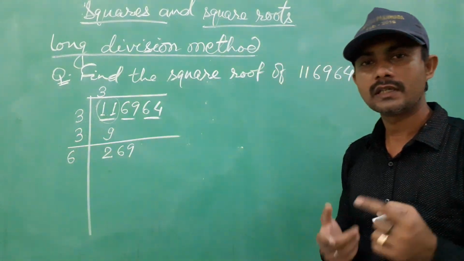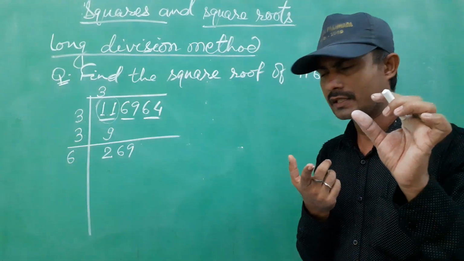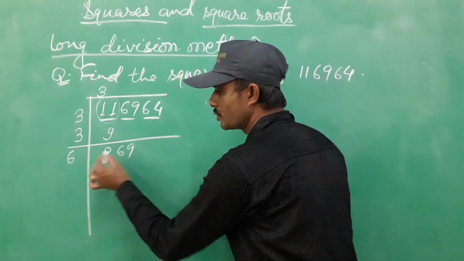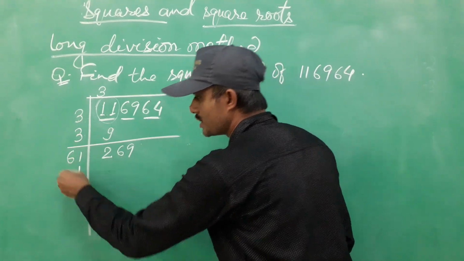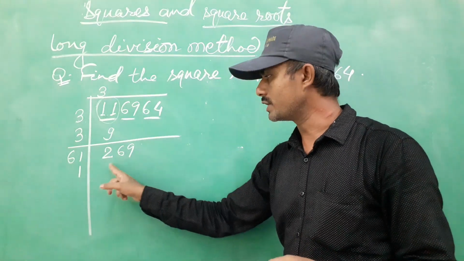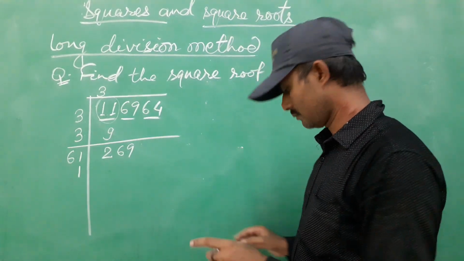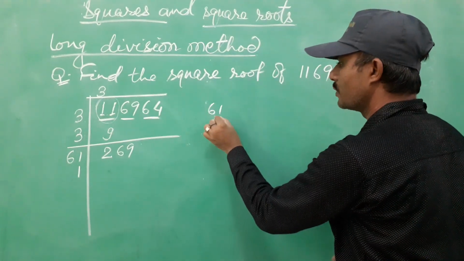After this, again, just think for one digit which we have to use here to divide this. If we are using 1, then 61 times 1. It should be less than or equal to this number. Yes, 61 times 1 is really less than this number.